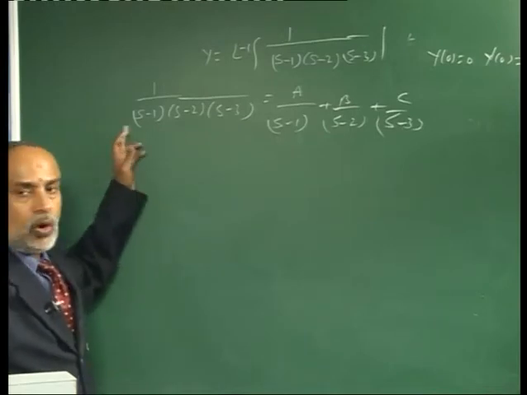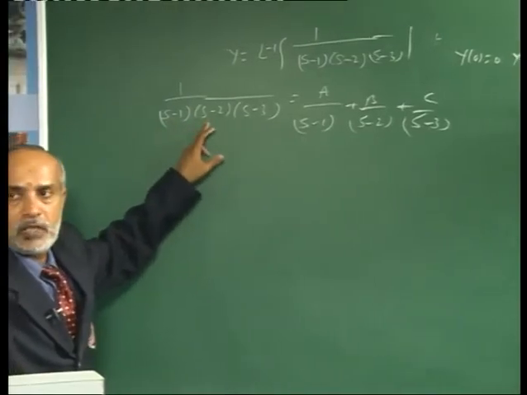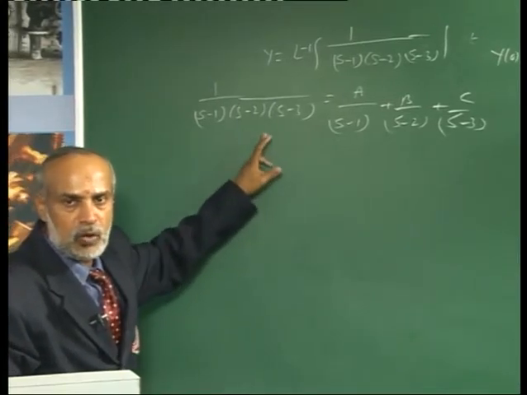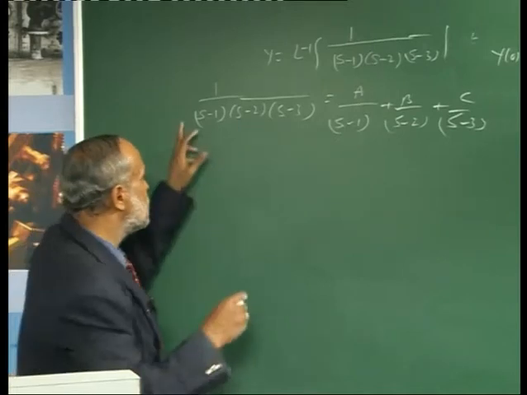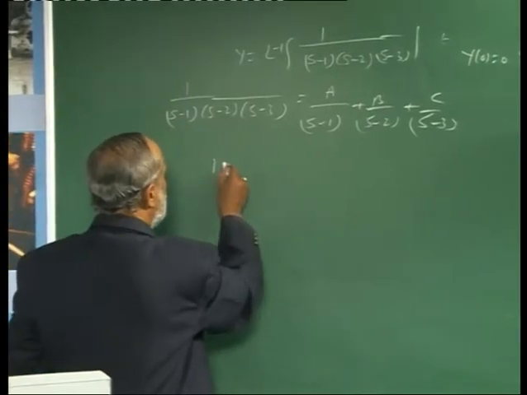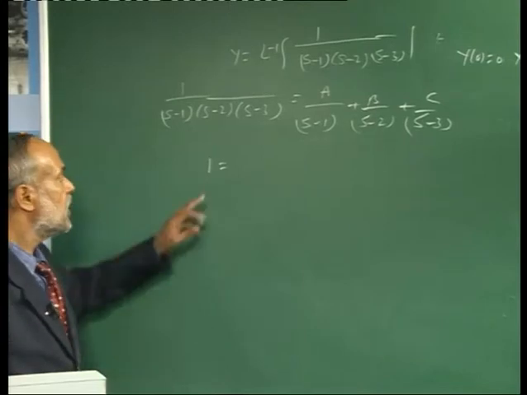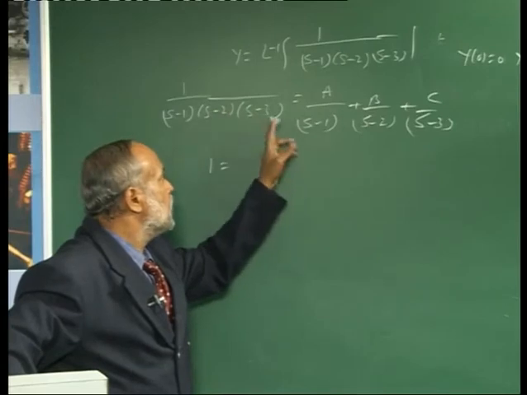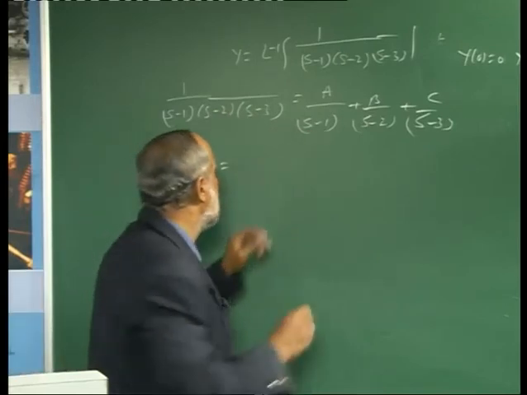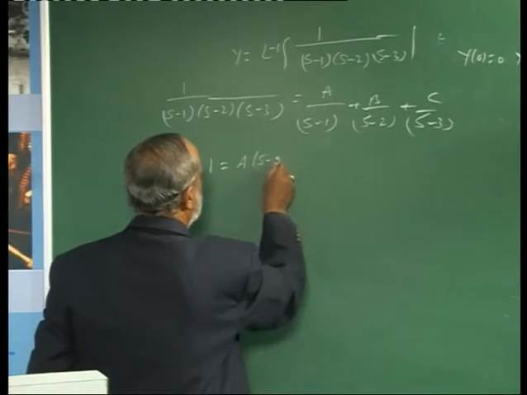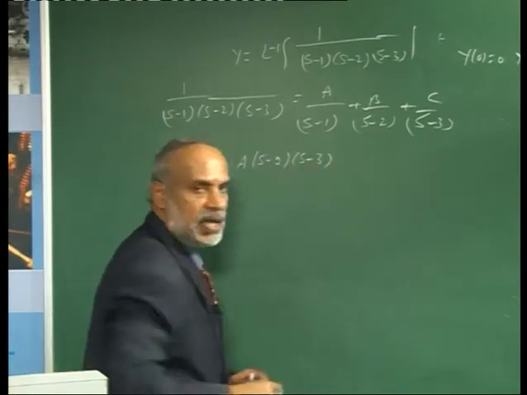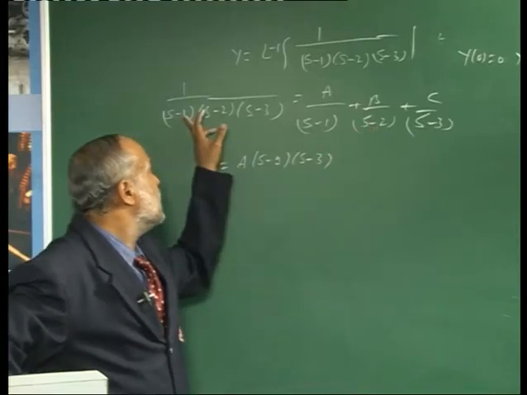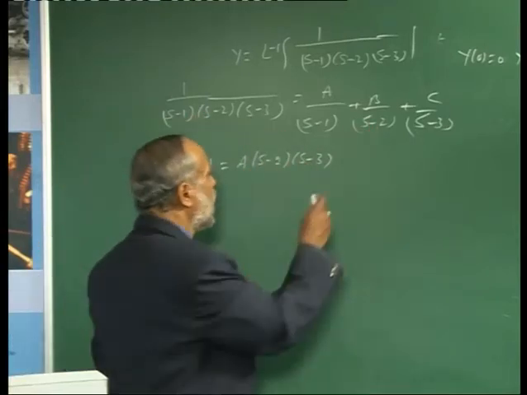Now you can multiply throughout the equation by s minus 1 into s minus 2 into s minus 3. On the LHS these three terms get cancelled, and the LHS remaining is only 1. On the RHS, for a by s minus 1, s minus 1 gets cancelled, and you get a into s minus 2 into s minus 3. For the second term, s minus 2 gets cancelled, and the remaining is s minus 1 into s minus 3 along with b.